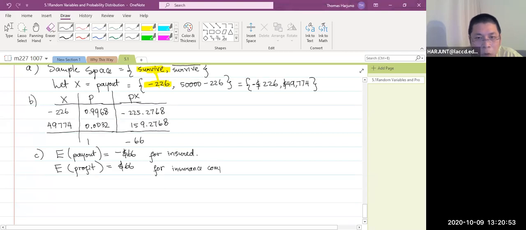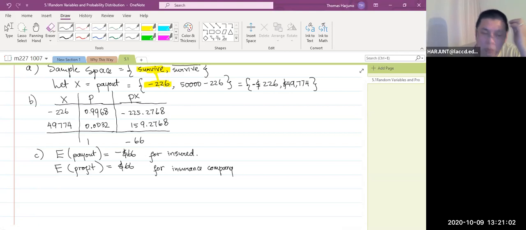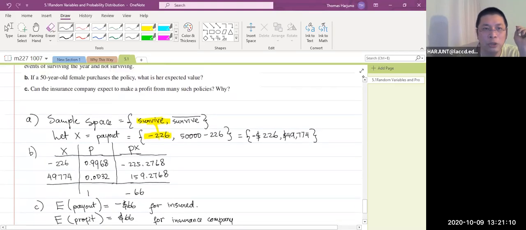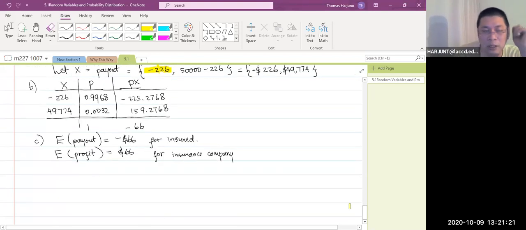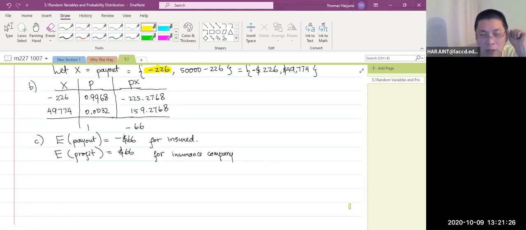Now, if a company only sells one such policy at $66, that company should quit. With $66 profit only, it's not good. That's why they use the words "many such policies." If this company sells a lot, let's say 100 such policies, then they expect to make $6,600 from these 100 policies for 50-year-old females.